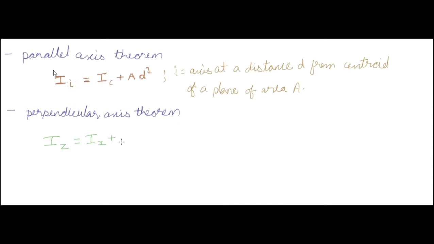Then we have the perpendicular axis theorem. If you have the area moment of inertia about the x axis and about the y axis, both passing through the origin, then you will have the area moment of inertia about the z axis, which is perpendicular to both x and y axes and also passing through the origin. So the perpendicular axis theorem is Iz is equal to Ix plus Iy.